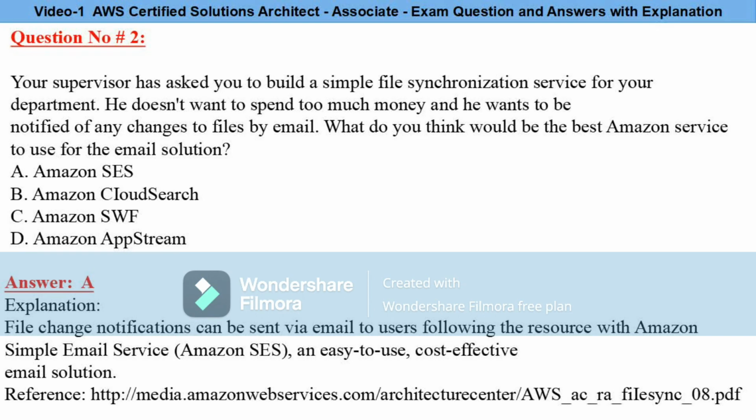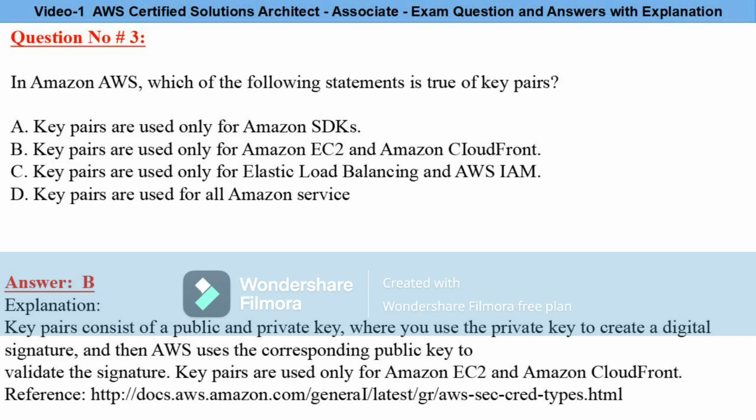We saw that your supervisor has asked you to build a simplified synchronization service for your department. He doesn't want to spend too much money, but it must notify of any changes to files by email. So what do you think the Amazon service is? Here the answer is A, because SES means Simple Email Service. It's cost effective, and you can get 100 alarms and 1000 emails free for this service. So this is the perfect answer for the second question.